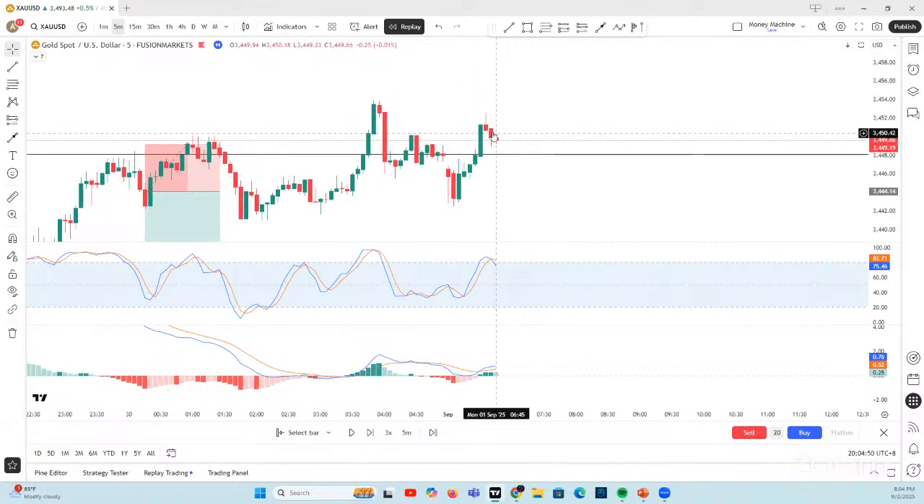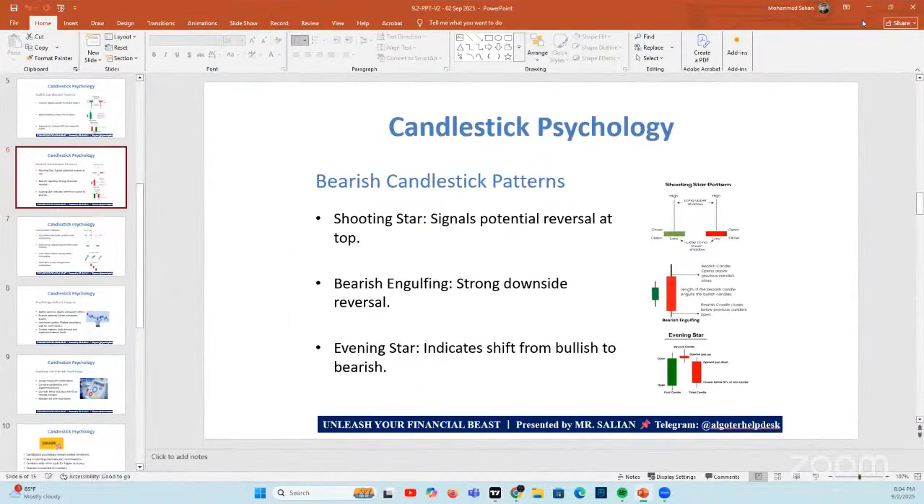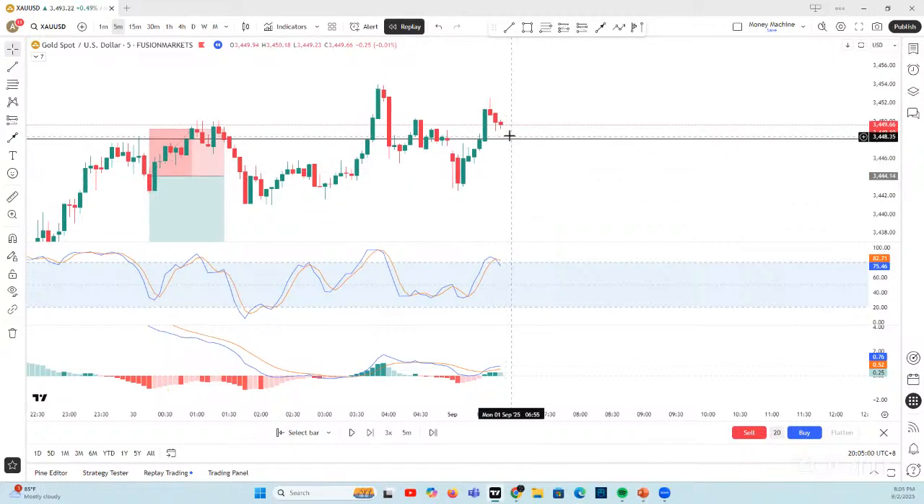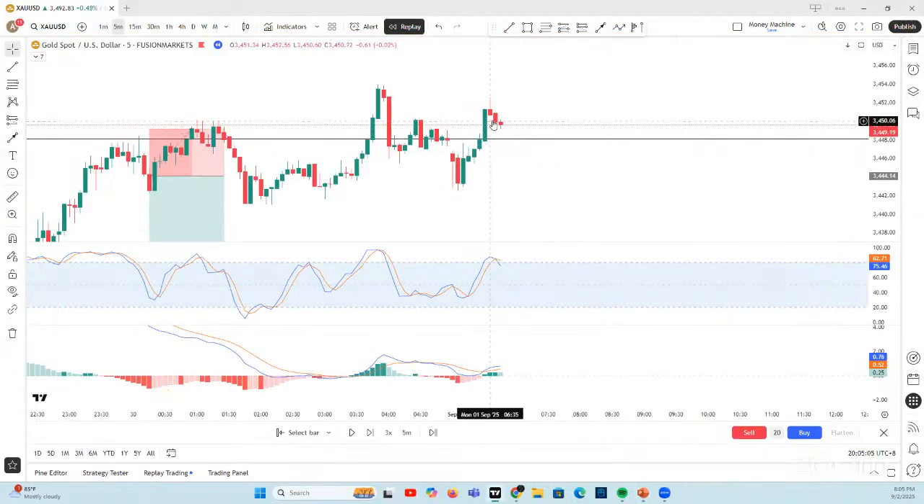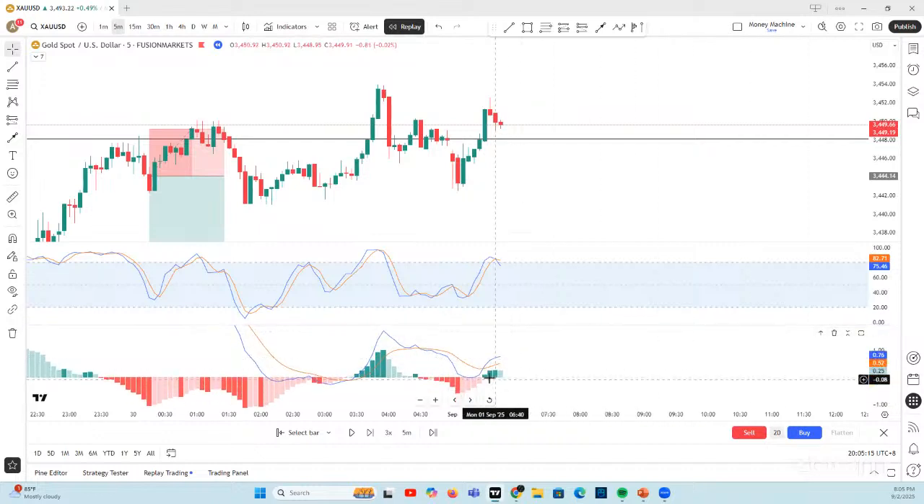Okay, what is this? This is a shooting star, right? Could be, yeah, like this. This is a bearish candlestick pattern. If you enter here, stochastic is now pointing down. It made a crossover. MACD is about to, but you see, it hasn't really made the crossover yet. So this is risky. You cannot enter like that.